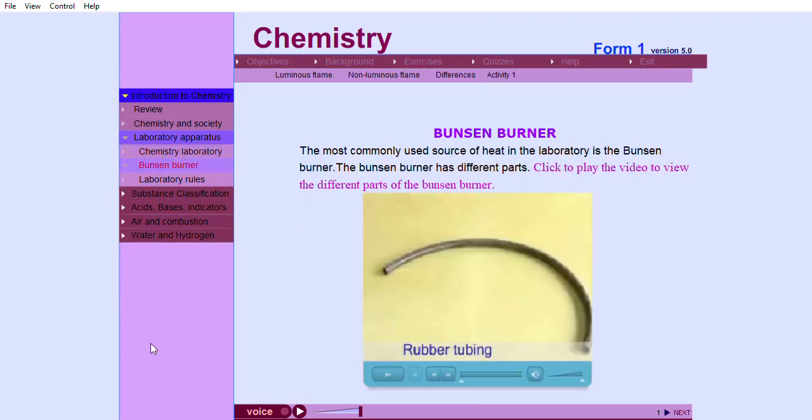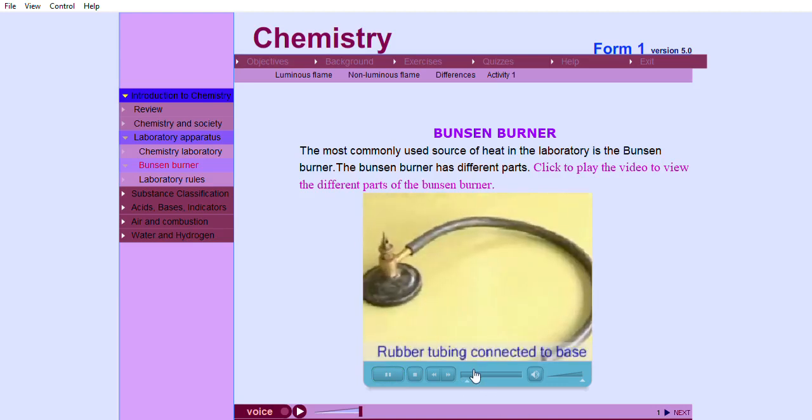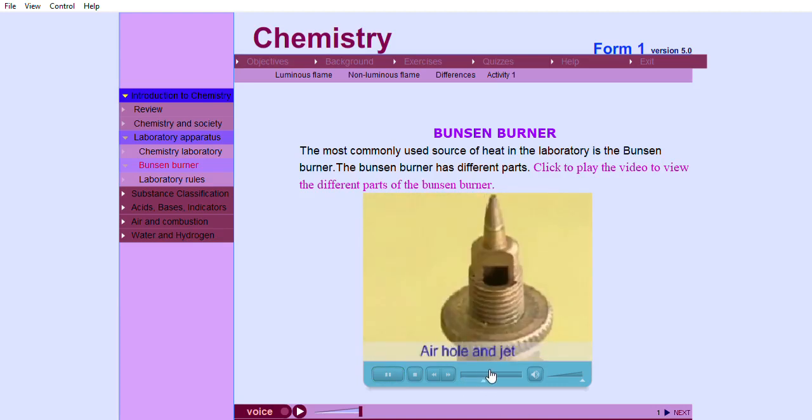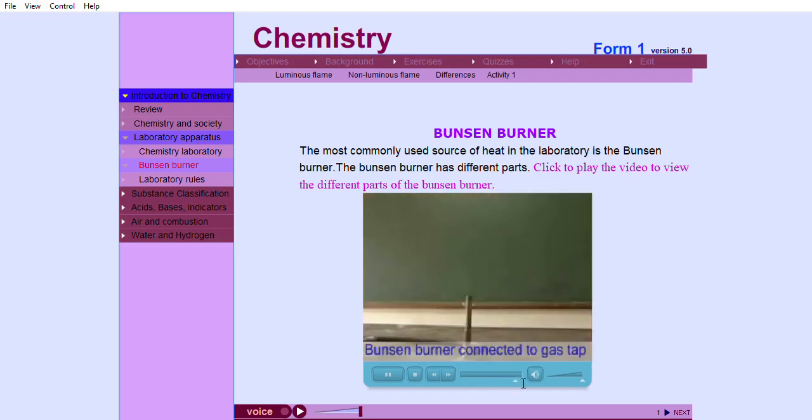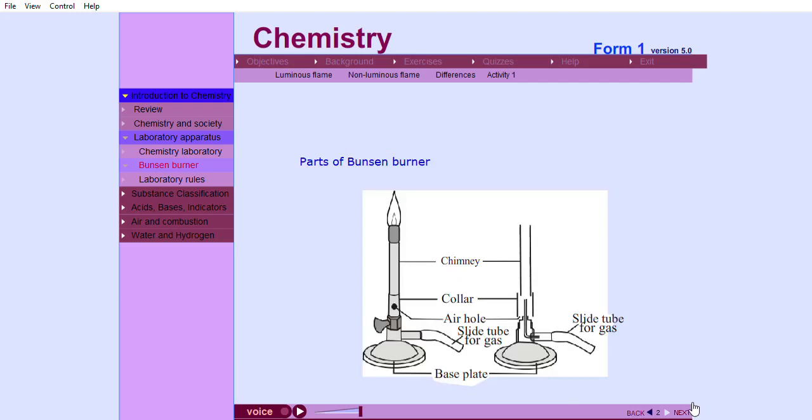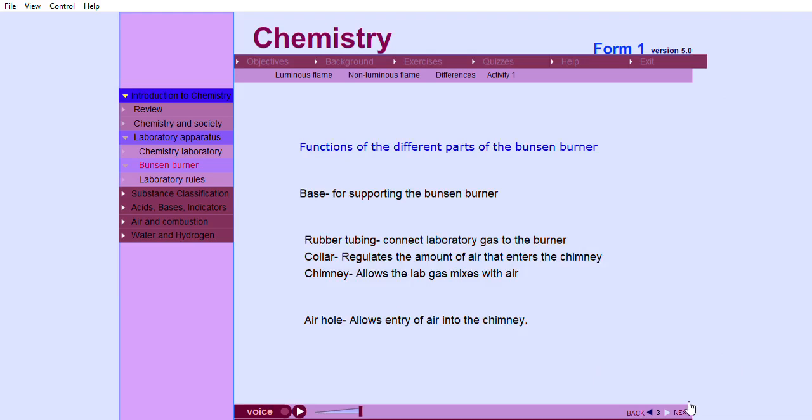A Bunsen burner is an apparatus used in the laboratory to heat and boil substances during various experiments and tests. The parts of the Bunsen burner have different functions. The base is used for supporting the Bunsen burner. Rubber tubing connects laboratory gas to the burner.